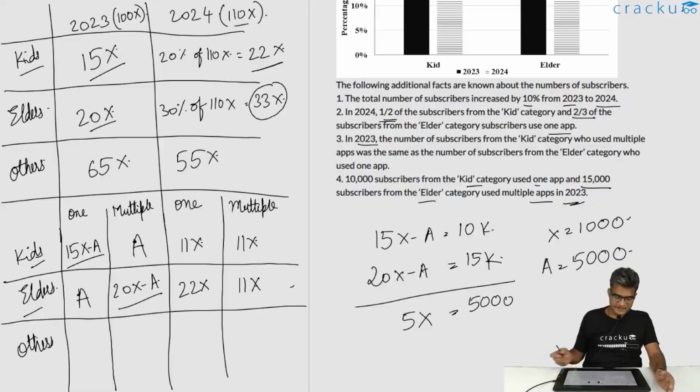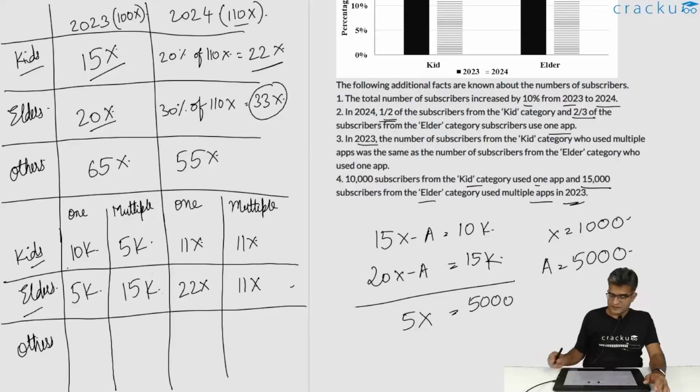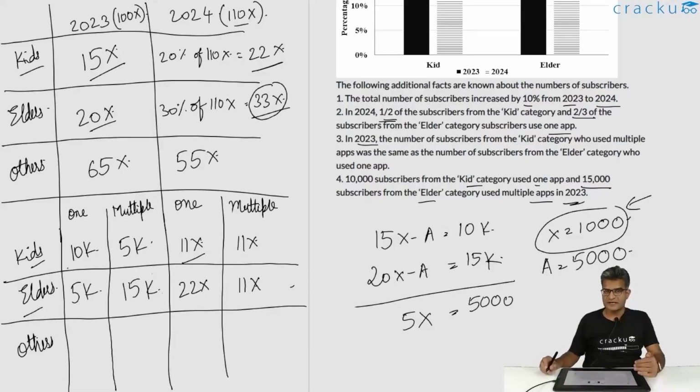So we can simplify this, we can update this over here. This will be 15x minus A is given to us, this is 10k. A is equal to 5k, we calculated that. This also is equal to 5k. And this is 20x minus A will be equal to 15k, this also is given to us. The value of x is 1000, so we need not substitute everything over here. Just assume that if it is 11x, it is 11,000. If it is 33x, it is 33,000 and so on, because the value of x we calculated is equal to 1000. Let us go ahead and answer the questions that follow.